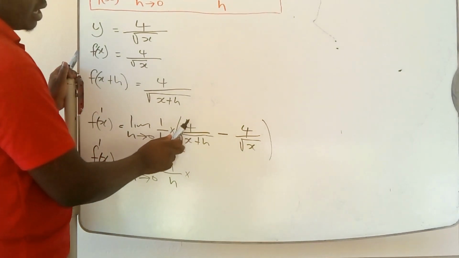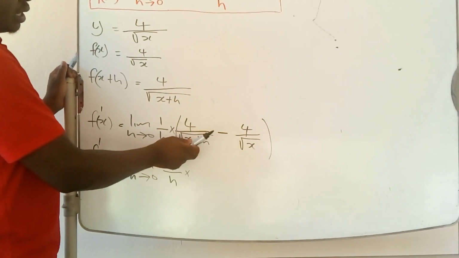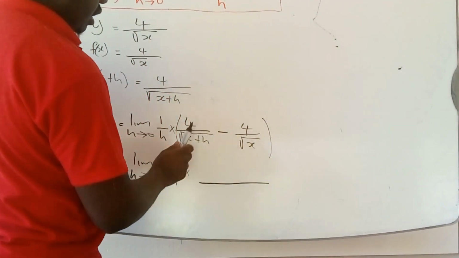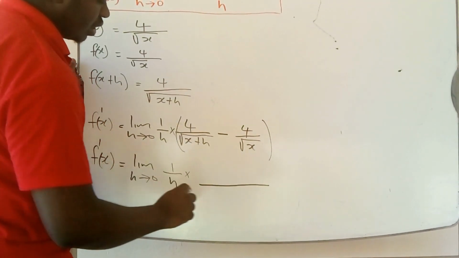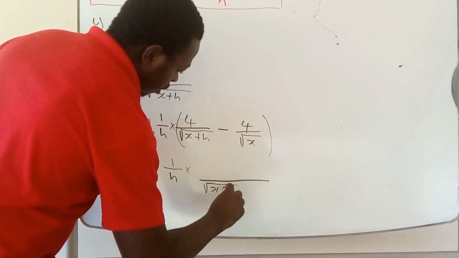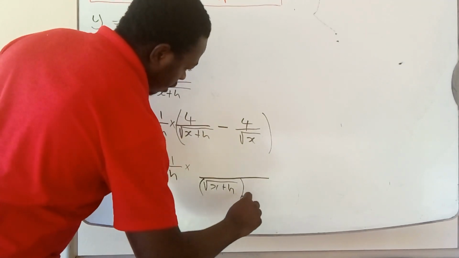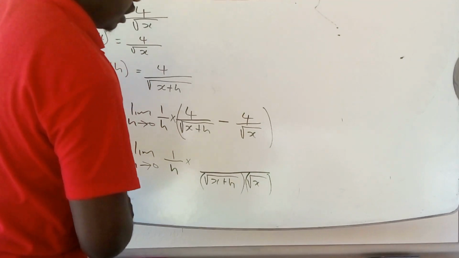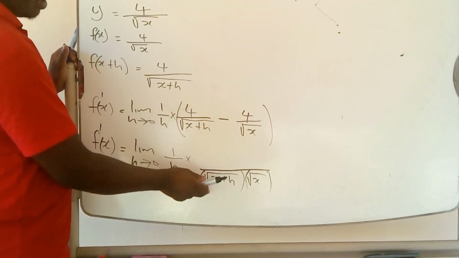If I try to combine these two fractions, how do you subtract two fractions? You find a common denominator, right? So here, what would be my common denominator? If I multiply these two things, that can be my common denominator. So my common denominator would be the root of x plus h, right, times the root of x. Clear there?